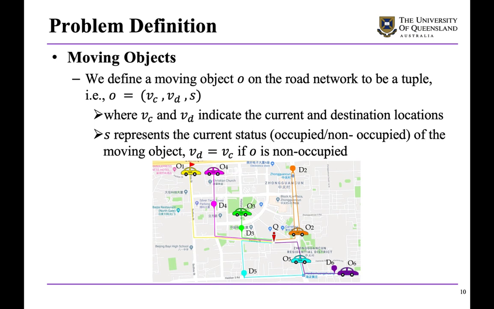First of all, we need to redefine the moving objects. We define the moving object to be a tuple consisting of the current location, the next destination, and the current status. The status can be occupied or non-occupied. When a taxi is non-occupied, we set the destination to be the same as the current location. For example, in this picture, each object contains a current location and a destination location indicating the end of the current trip. After they finish the current trips, they will be available for newly coming query requests.